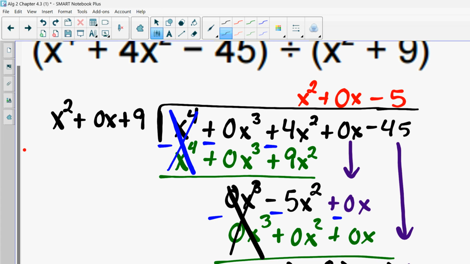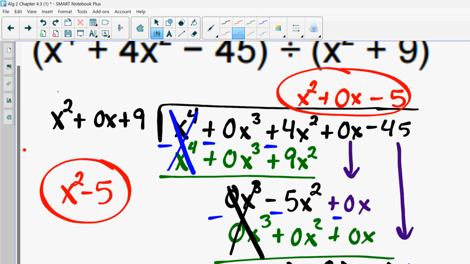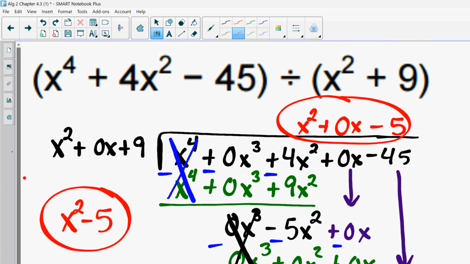So the remainder is 0. It means they divide evenly. Which for us, because we can circle this up here, but we don't have to leave the 0x. What it's telling us is the solution is x squared minus 5. It's not wrong. It's just we normally don't put it there. But that's it. Questions on this here? Questions on anything we've done so far?